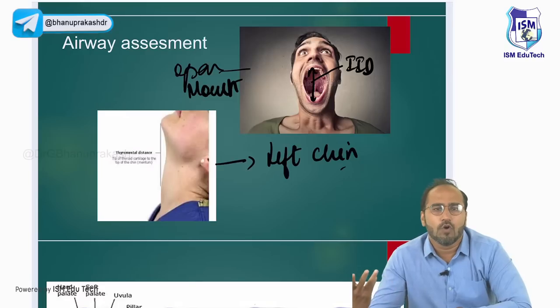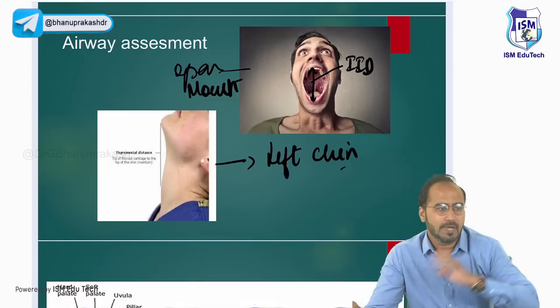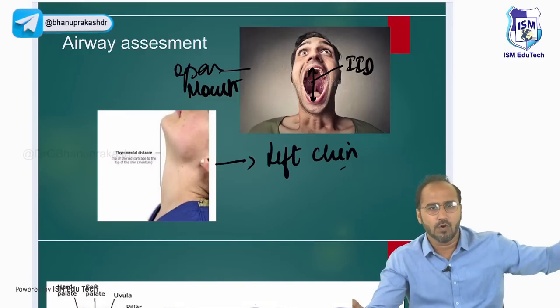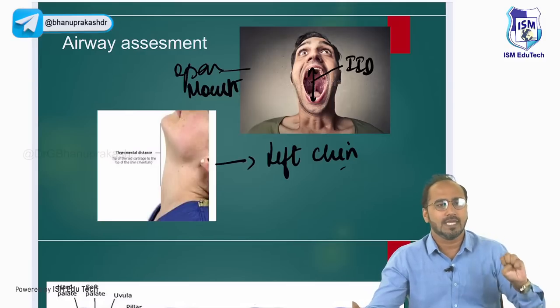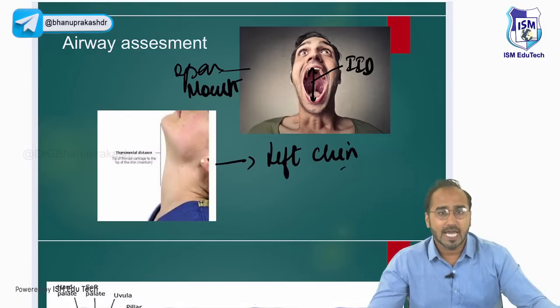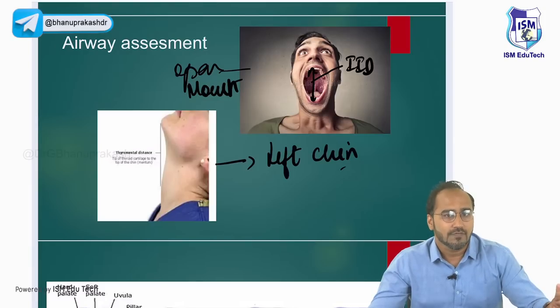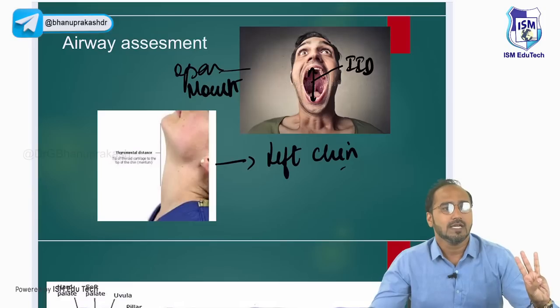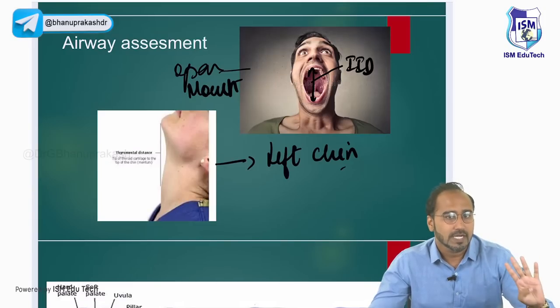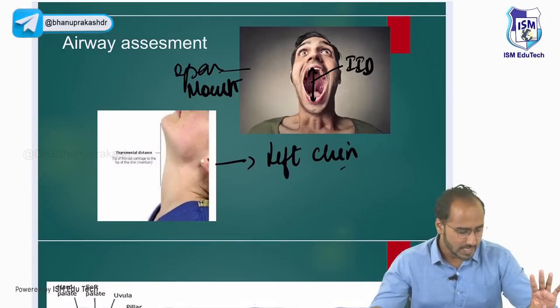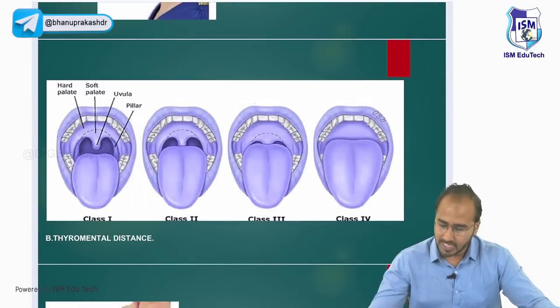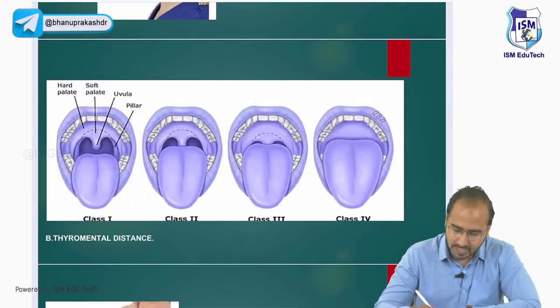So imagine there are four patients coming to my clinic. Patient 1, patient 2, 3 and 4. The first patient comes to my clinic, he opens his mouth, and I am able to see the hard palate, soft palate, uvula, tip of uvula and tonsillar pillars. Then it is called Mallampati class 1.